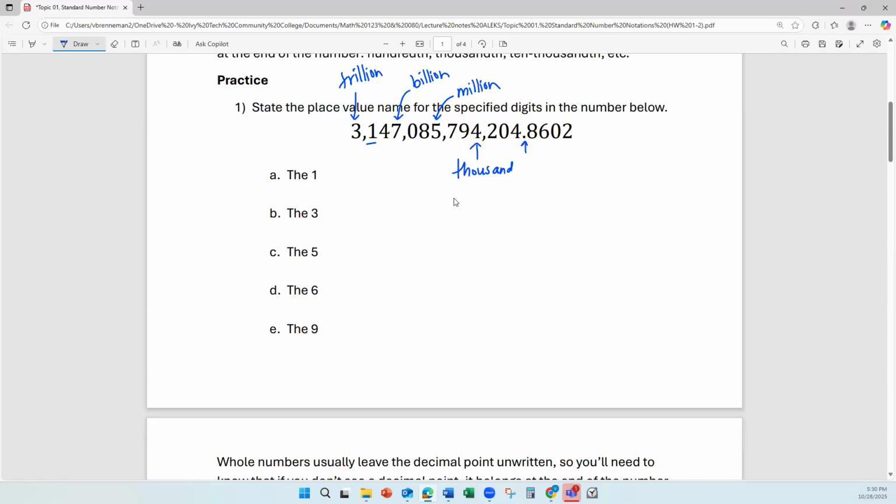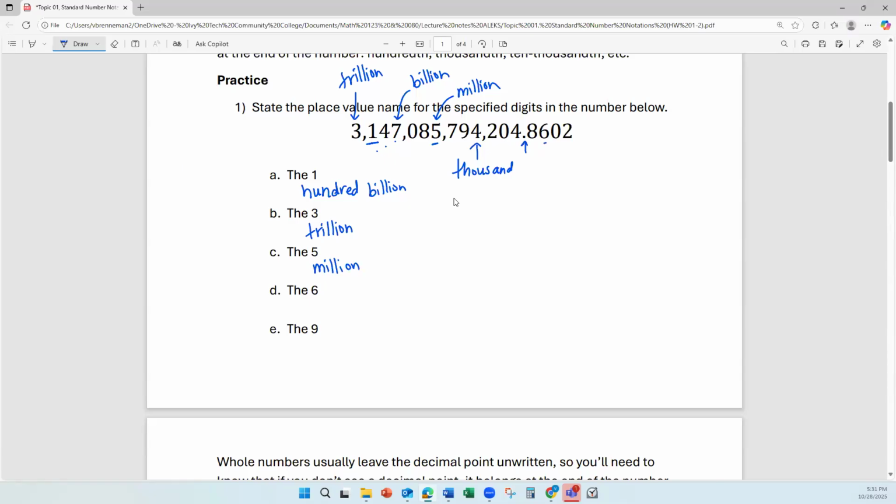So the 1 digit here is, we have the billion here at the 7, and then 10 billion, 100 billion. The 3, right there before that fourth comma, is the trillion place. The 5 over here, I've already marked also, is the million place.